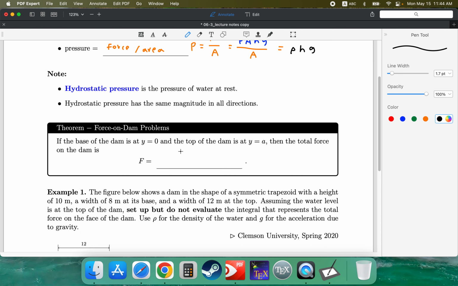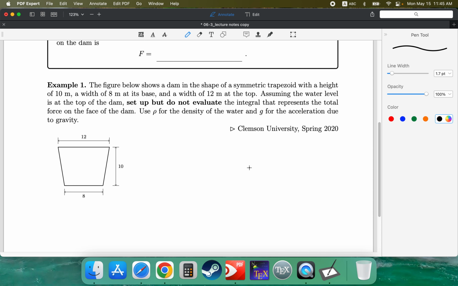Okay, so let's take a look at example 1. The figure below shows a dam in the shape of a symmetric trapezoid. Okay, so this is a symmetric trapezoid with a height of 10 meters. A width of 8 meters at the base, and a width of 12 meters at the top. Assuming the water level is at the top of the dam, okay, so the water is at the top of the dam. So that means the dam is full of water.